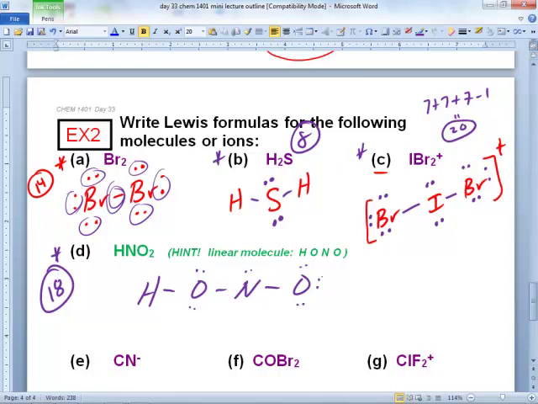Okay, I think this looks good. This one looks good. But what about this guy? 2, 4, 6, 8, 10. He's got too many. So this isn't going to work. He's got 10.